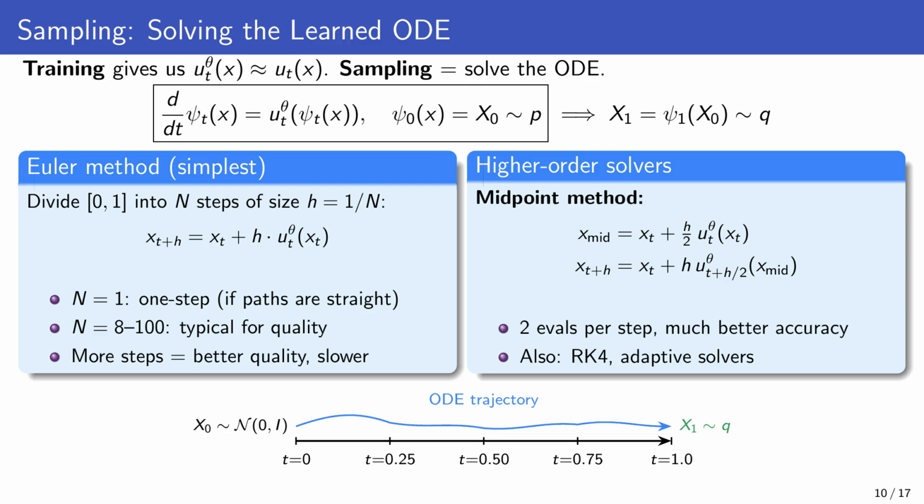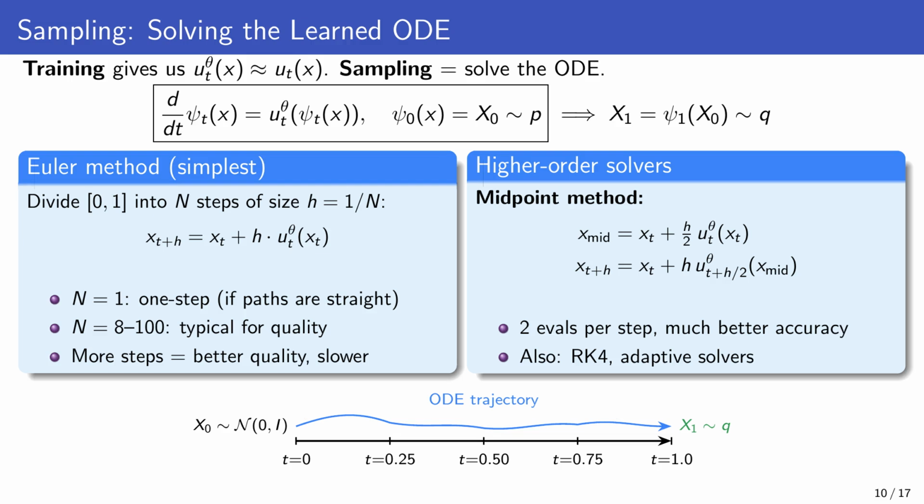For the linear conditional OT path, the true trajectories are very close to straight lines. This means the Euler method with very few steps can already give good results. In fact, if the paths were perfectly straight, a single Euler step would give you exact samples. In practice, the marginal velocity field is not perfectly linear, so you need some steps. But the near straightness means you can get away with far fewer steps than diffusion models typically require.